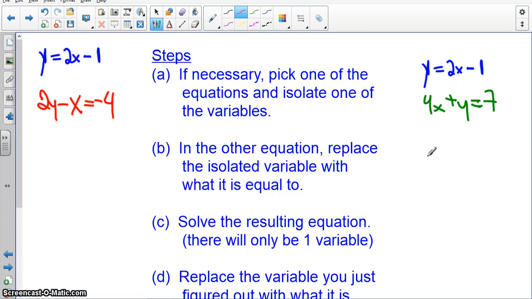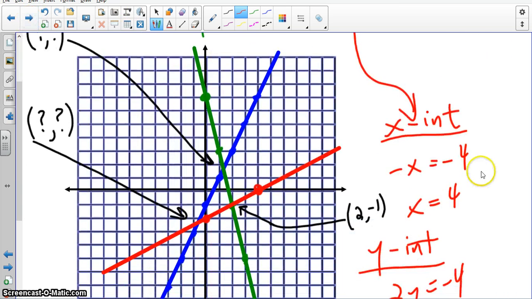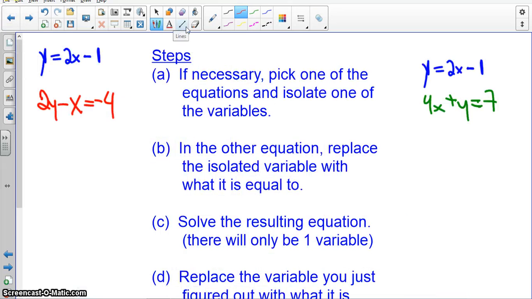Okay, I said in fifth hour at least that I would do these two examples, and then I will tie it in with the graphing that we did in class as well. All right. Now with step A, you don't have to do it in either one of these two examples. So this is a system of two equations. y equals 2x minus 1 is already solved for, so you don't have to do step A in either one of these examples.